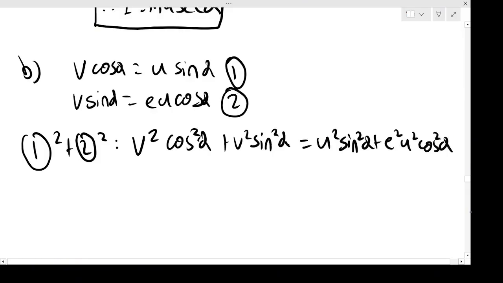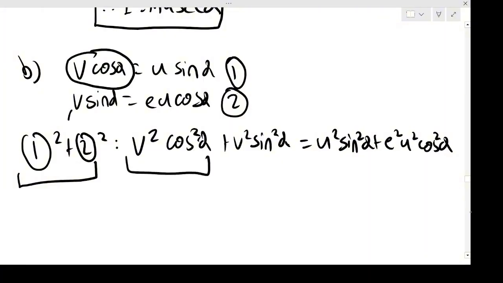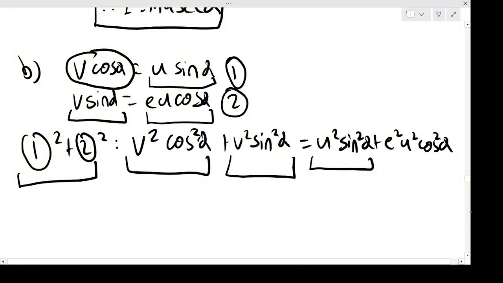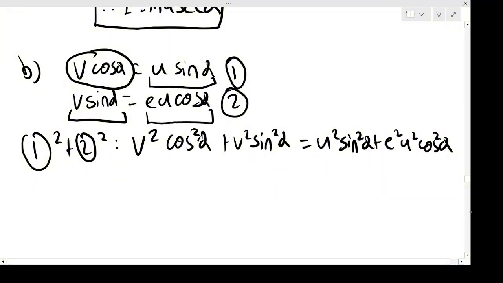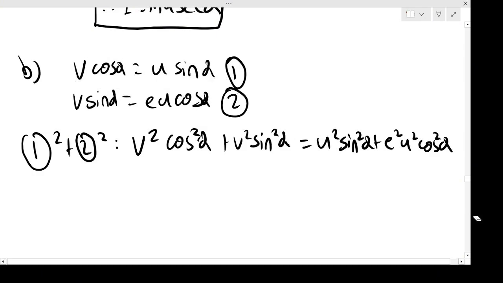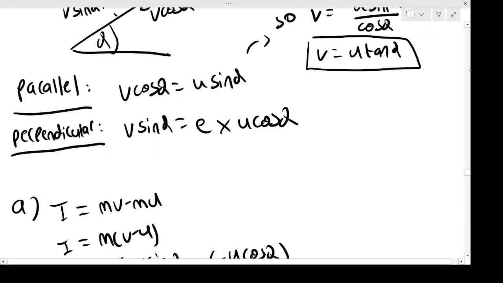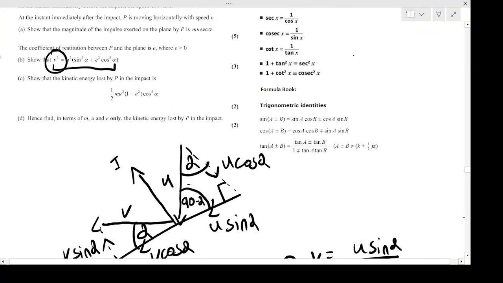Hopefully happy with the algebra here. What I've done is I squared both the equations, then added them together. So v cos alpha squared is v squared cos squared alpha, then v sine alpha goes to v squared sine squared, then u sine alpha goes to u squared sine squared, and eu cos alpha goes to e squared u squared cos squared. Hopefully you're happy with that. And so at that point, again, let's look at the question. The question, remember, is rearranging for v squared. So let's do just that.